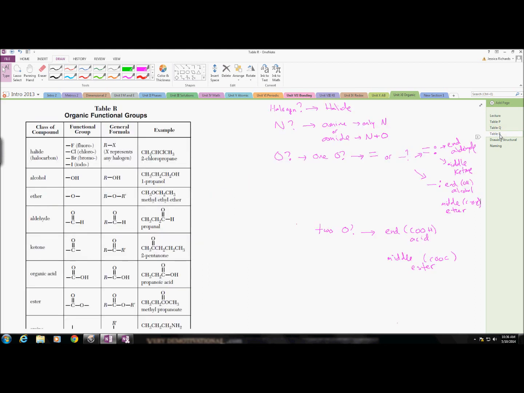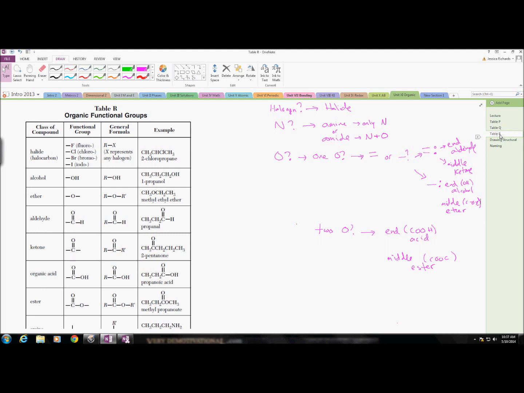And then, of course, reference table R was kind of our dichotomous key for all of the rest of it. You're looking for what's different on there. Halides have a halogen in them, something from group 17. Prefixes fluoro, chloro, bromo, iodo. Those should be familiar to you because we've used the halides a lot this year.